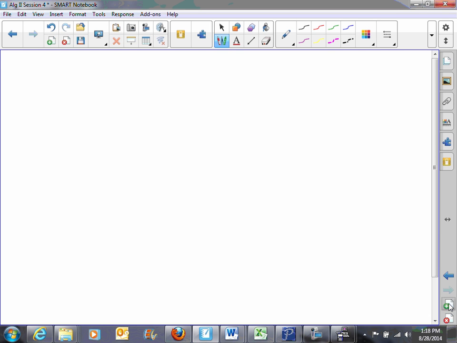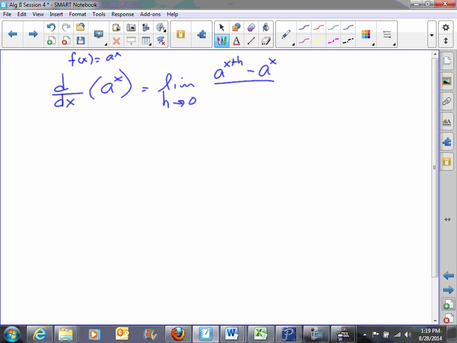So now the question is, what is the derivative with respect to x of an exponential function? In other words, some a raised to the x. Remember here, the difference is that now the function has the variable as the exponent. Well, let's just take a look at what happens here. Okay, first of all, remember now, f of x is a to the x. So the derivative with respect to x of a to the x would be the limit as h approaches 0 of a to the x plus h minus a to the x over h.